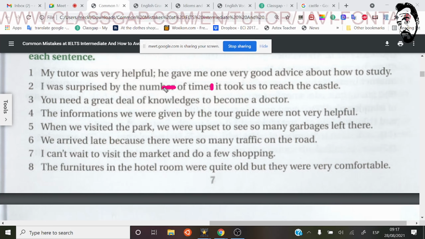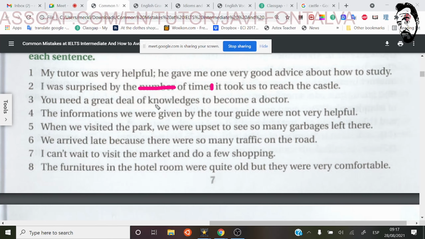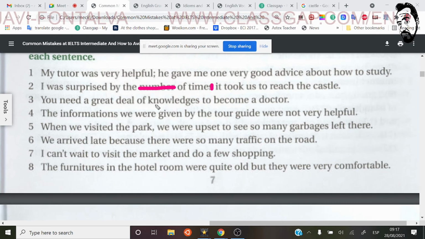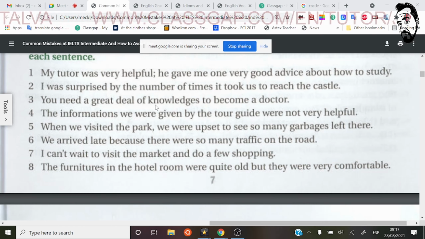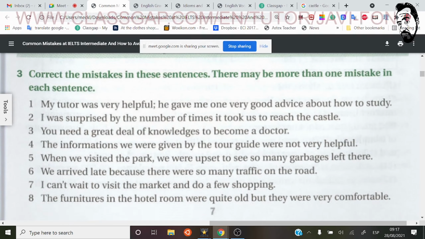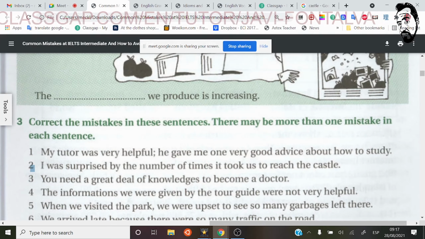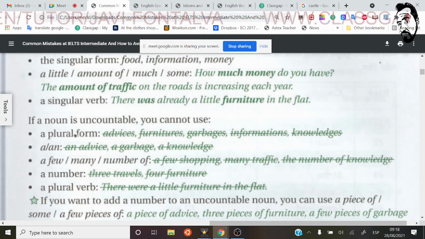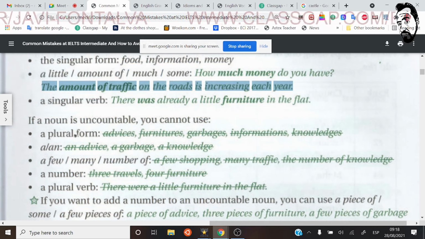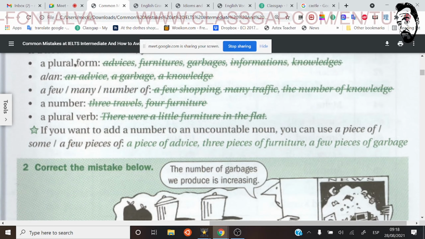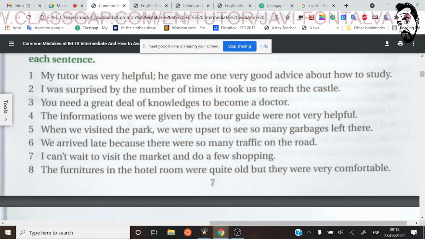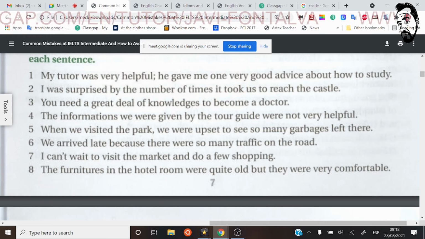So I have to remove number. I have to say something else. What could I say here? Much time? No, there's another expression. So if you want to use an expression like this with a countable, we use the amount of time. So you can say the amount of time. Ah, la cantidad. The amount of time. So I was surprised by the amount of time it took us to reach the castle.